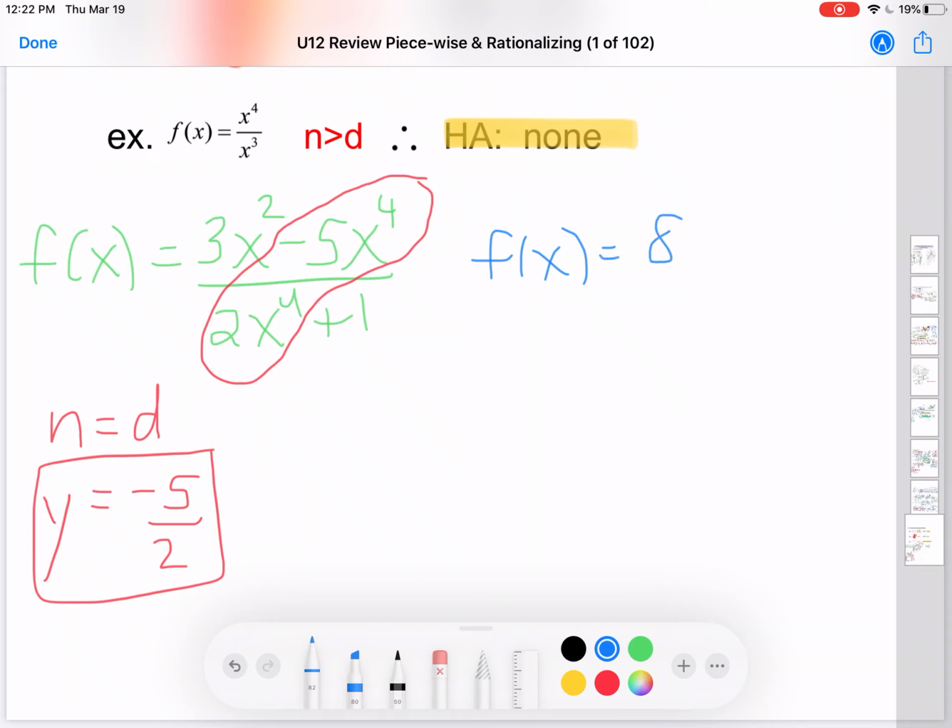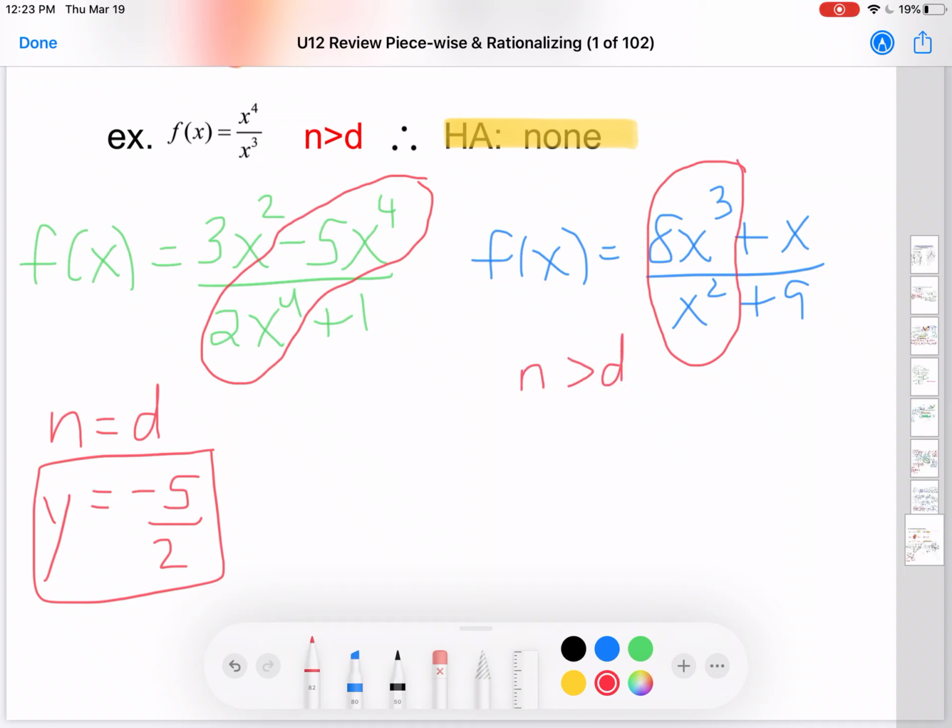f of x equals 8x cubed plus x over x squared plus 9. Again, let's compare the highest degree of the numerator with the highest degree of the denominator. In this case, we have n is greater than d, so therefore there's no horizontal asymptote. Okay, and then one more.